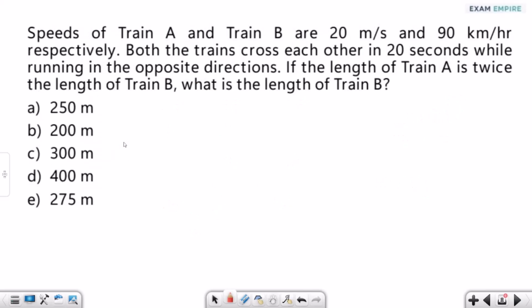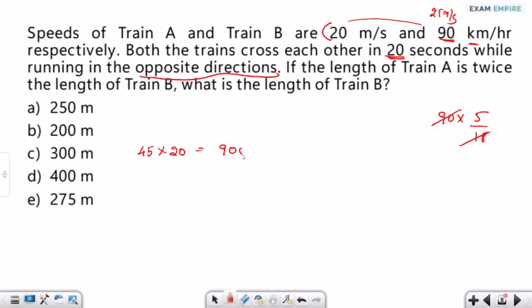Okay, next. Speed of train A and train B are 20 meter per second and 90 km/h respectively. So how I can write 90 km/h in meter per second, into 5 by 18, which is 25 meter per second. Both the trains cross each other in 20 seconds while running in opposite direction. So opposite direction in the sense relative speed will be sum of speeds. So 45 into 20, which is nothing but 900.